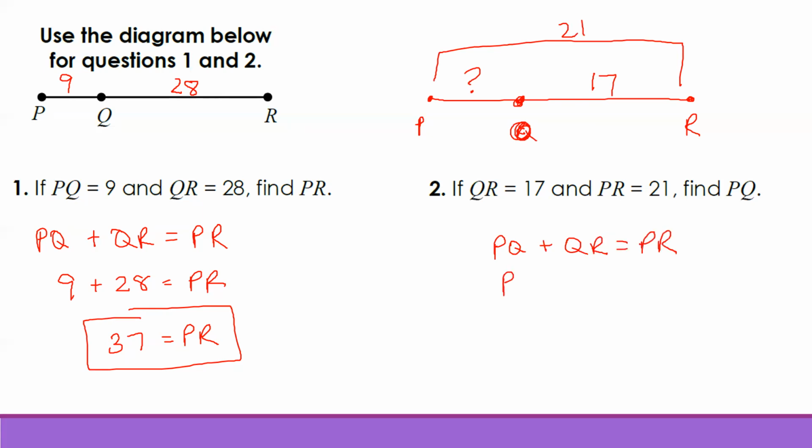Okay, so I'm just going to say, all right, well, PQ plus QR, well, that's 17, equals PR, that's the whole thing. And now I just need to solve for PQ. What can I add to 17 to get 21? Or you could use your algebra and subtract 17 from both sides. So we know now that PQ equals 4.